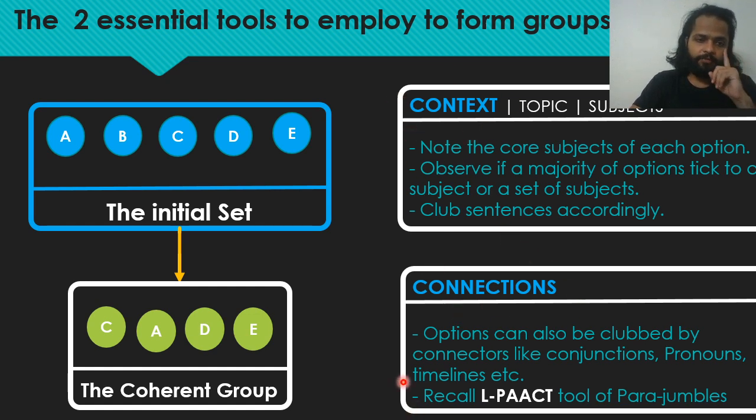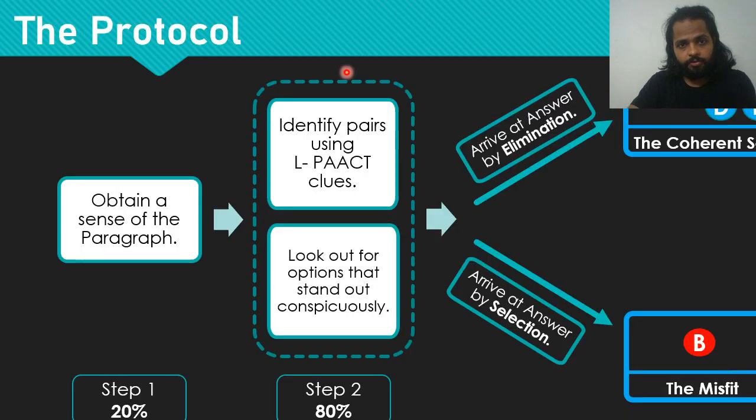Okay, but guys, you have to be careful about using connections, because, as I already said while telling you about how an odd one out question is made, sometimes the paper setter would deliberately get rid of these connections to make the question even more difficult. And we've already observed, maybe if we have time in some of the other sessions, I'll share with you that particular question in which it was done. Okay, so that's the other two tools, right?